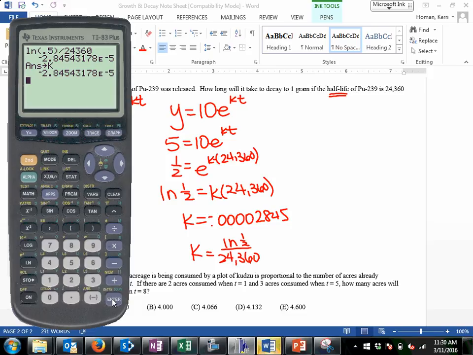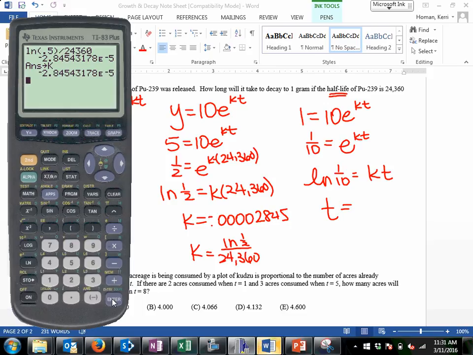So now we want to figure out when we will have 1 gram. So 1, like you said, was our y. I'm going to write kt, I know we know k. So how are we going to do this? Divide by 10, right? Then we'll take the natural log of both sides. With your calculators, please figure out how long it's going to be.